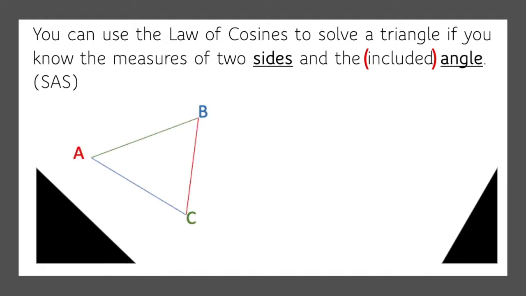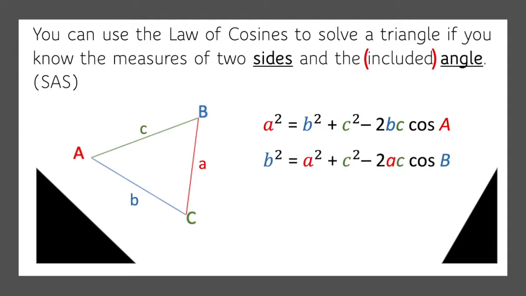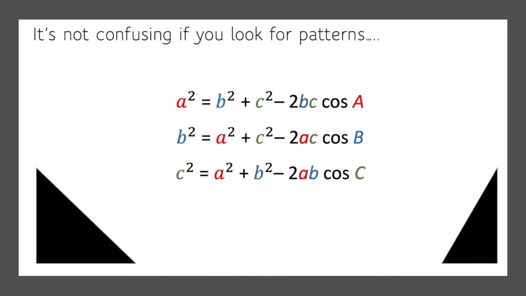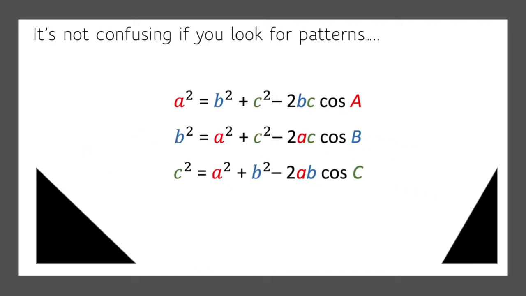Here's a triangle, and here are the law of cosines. a squared equals b squared plus c squared minus 2bc times the cosine of A. Or b squared equals a squared plus c squared minus 2ac times the cosine of B. Or c squared equals a squared plus b squared minus 2ab times the cosine of C. Whew! That sounds awful, but it's not so confusing if you look for patterns.